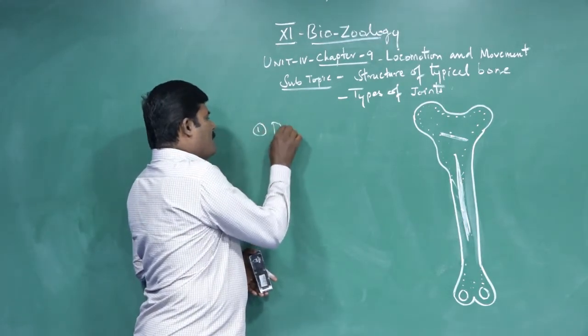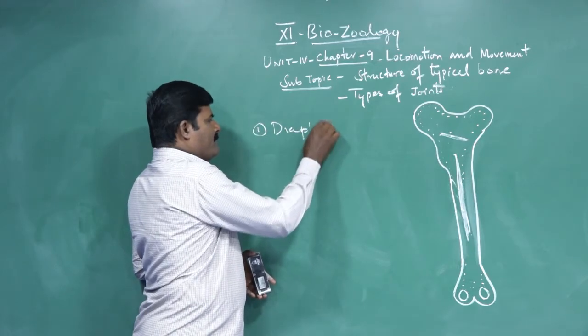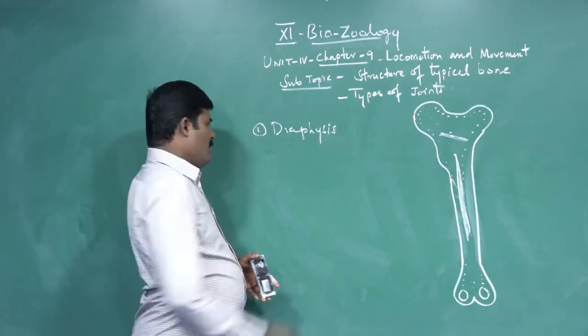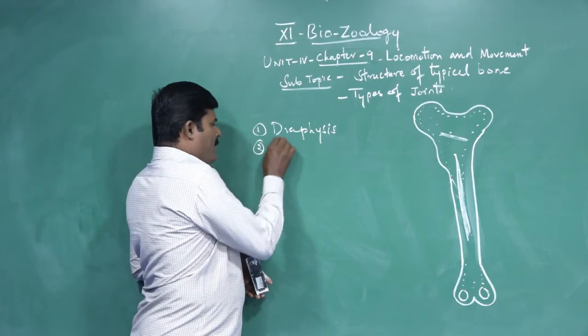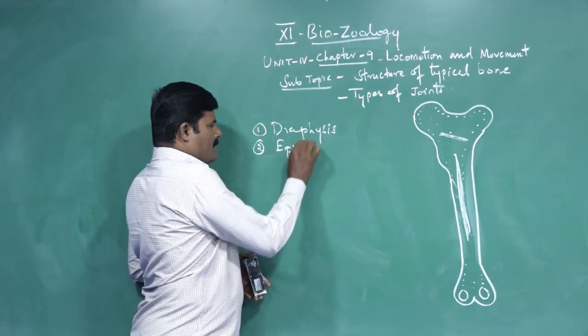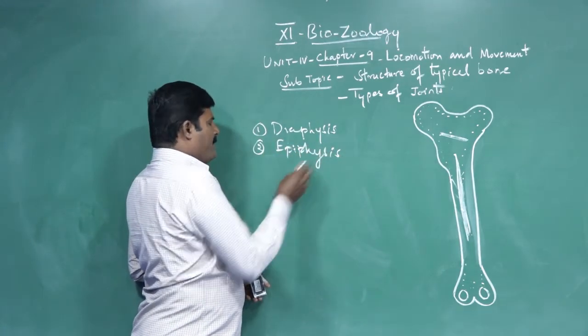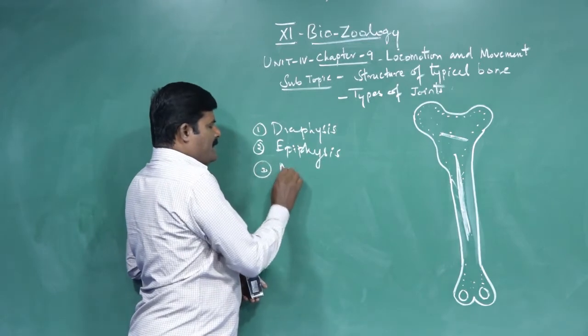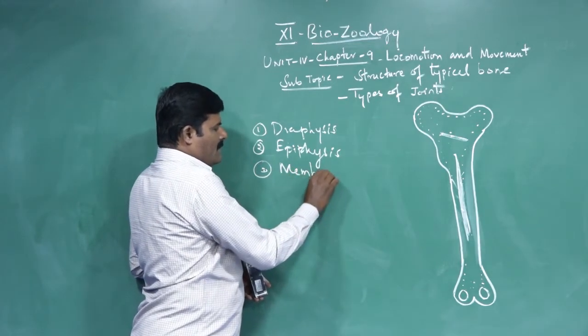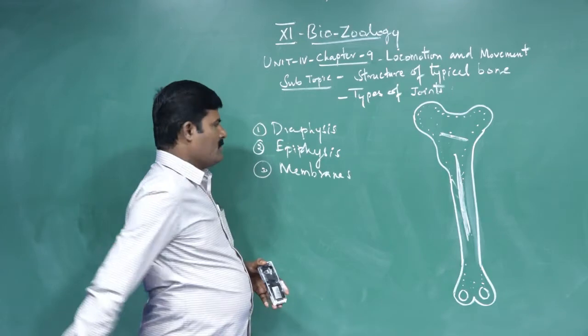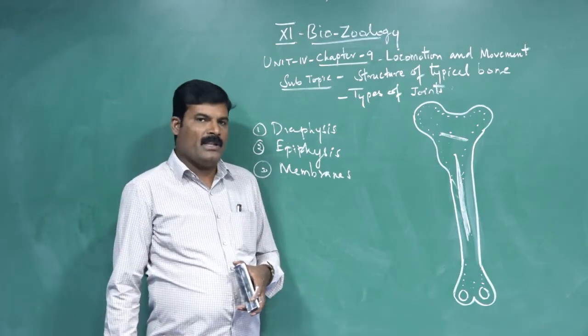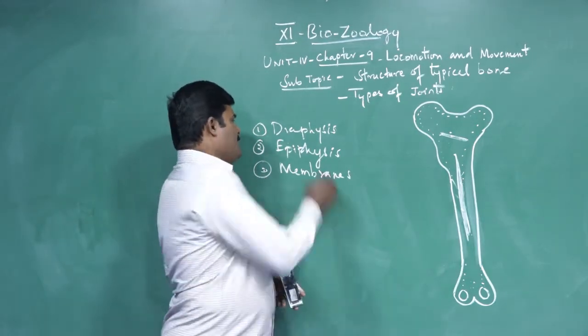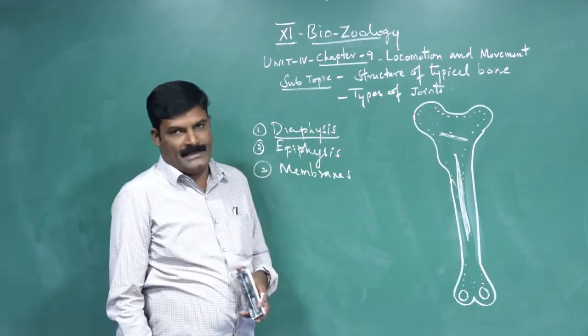One is diaphysis, another one is epiphysis, third one is membranes. Membranes around the bone. The first part is diaphysis.